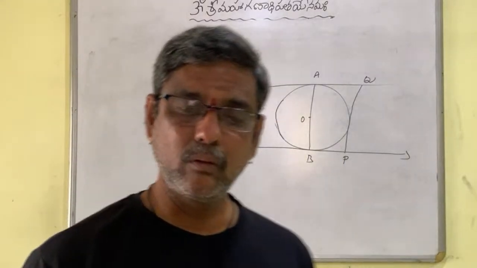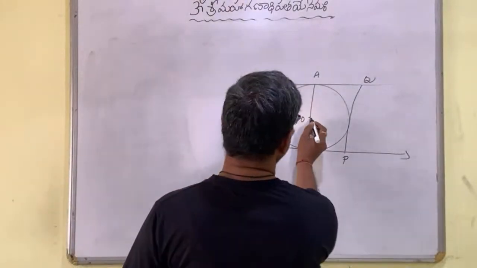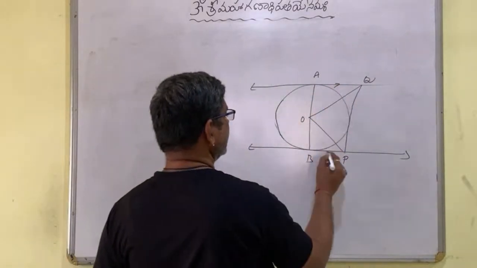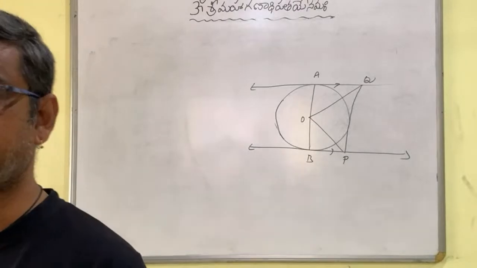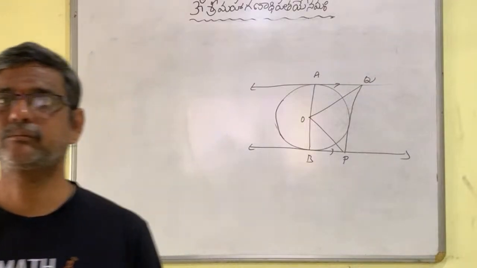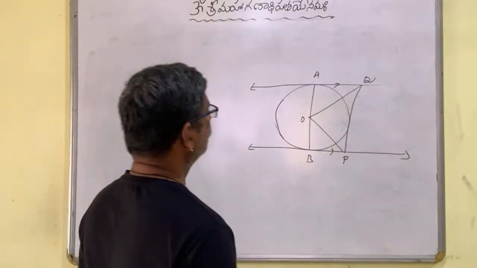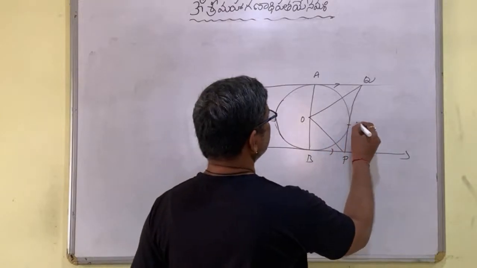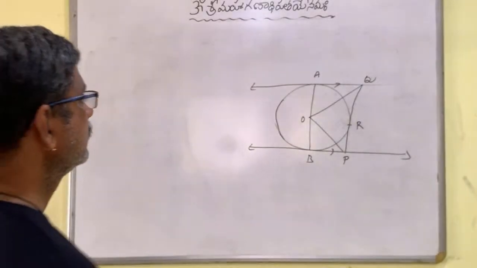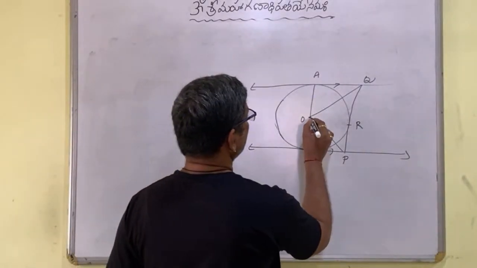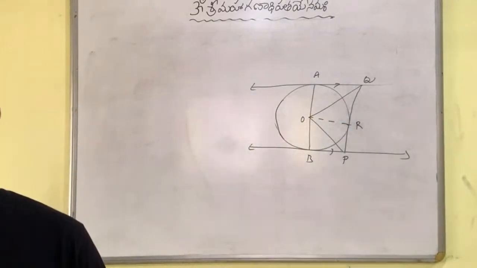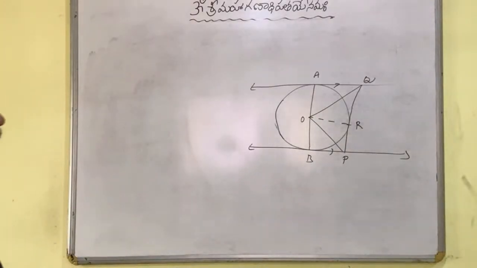What is asked to prove? Angle POQ is 90. We have to prove angle POQ is 90. These are parallel tangents. AOB is the diameter. Okay. Now, construction: this is tangent at R. PQ is tangent at R. Let it be. Join OR.